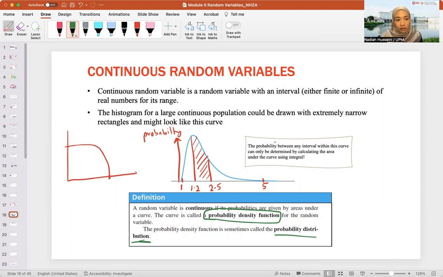Okay, so if our discrete sample space has gaps in our graph, for the continuous random variable, you won't have that gap. It's all a continuous curve. Okay, so looking like this one.